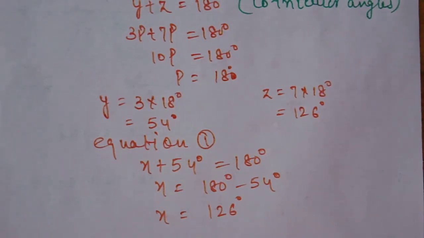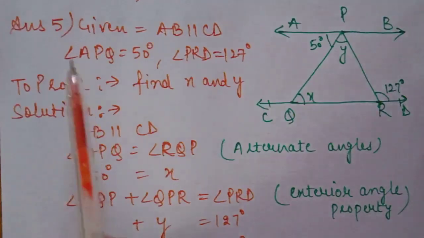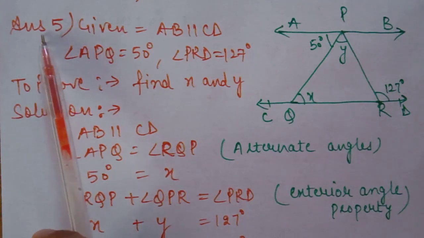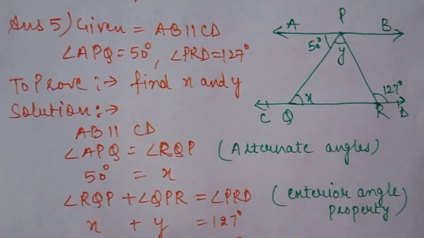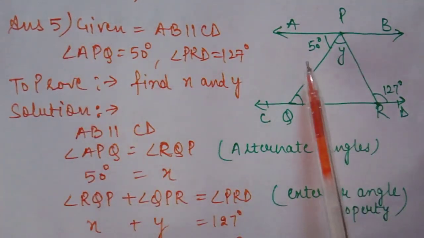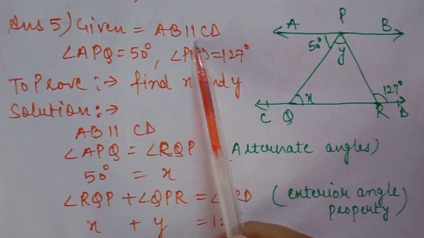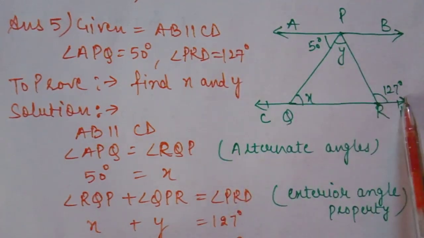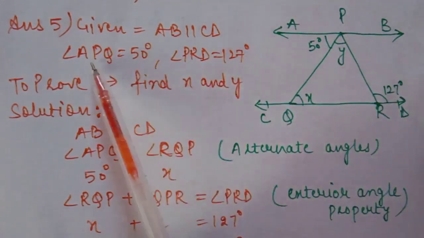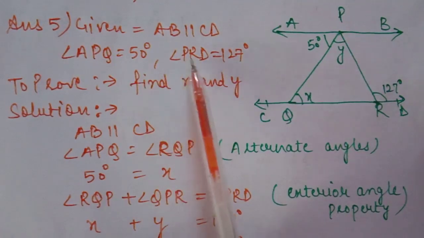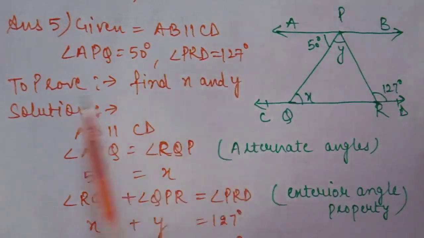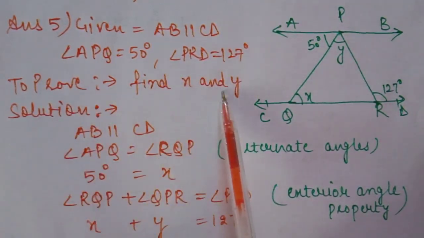So now the next question is question number 3. So it is your question number 5. 3 is also very easy. In question number 5, what is given? Line AB parallel to CD, angle APQ is 50 degrees, angle PRD is 127 degrees. Find the value of x and y.